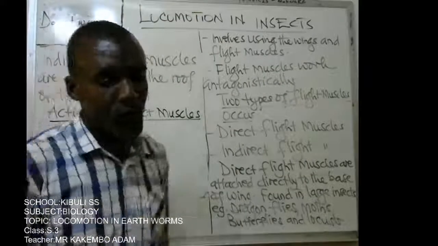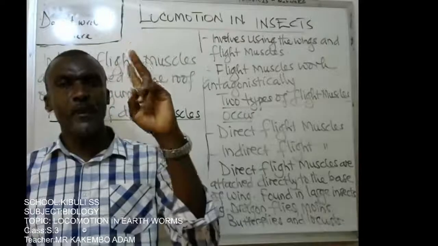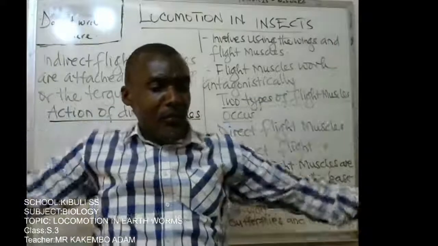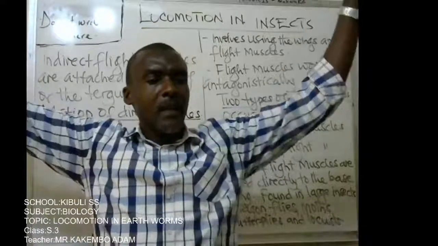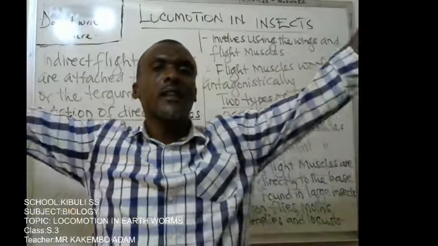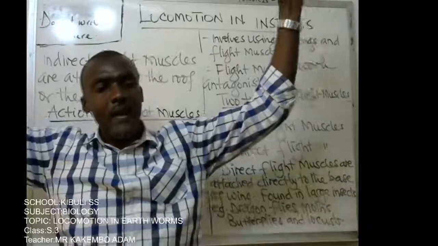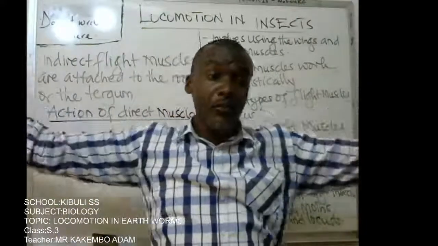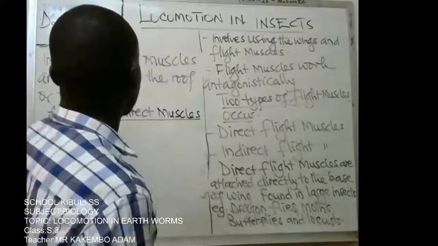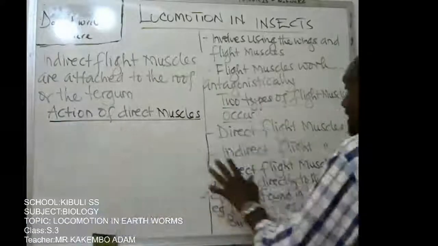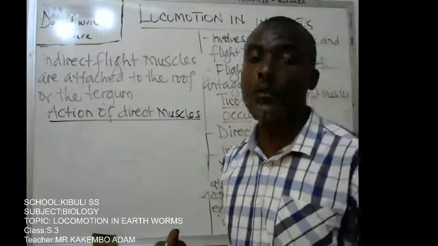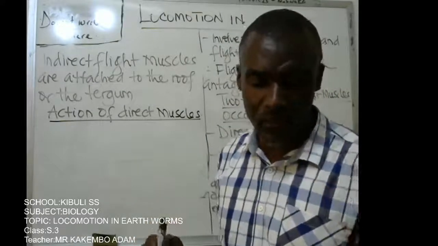The action of the direct muscles involves two movements, interesting movements: the upstroke and the downstroke. Upstroke involves the lifting or the raising of the wing. Then the downstroke involves the lowering of the wing. So we are going to look at these two movements, upstroke and downstroke.